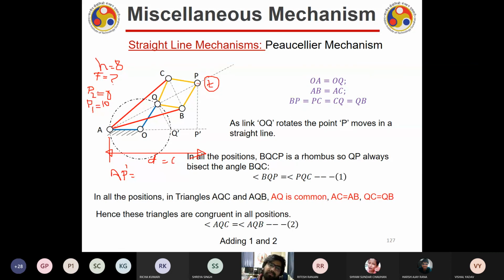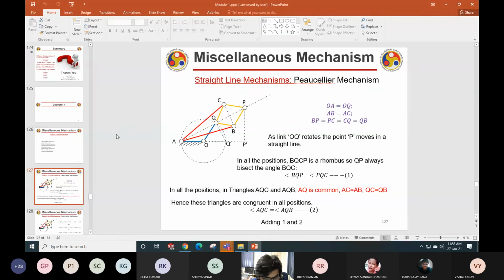That means the projection P dash is going to move in a straight line all the time. Correct? So that we will see in tomorrow's lecture. Okay, and this is about the peculiar mechanism. Similarly, we shall discuss other mechanisms also. If you don't have any doubt, you may stay or you may leave. Thank you very much.